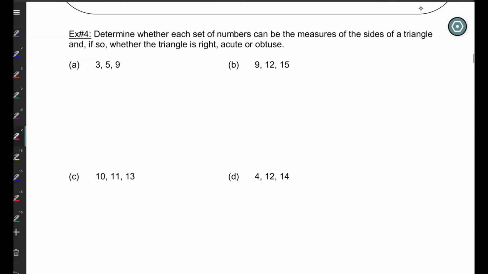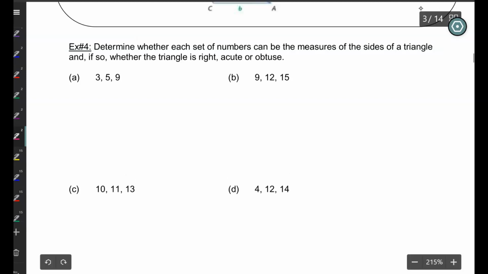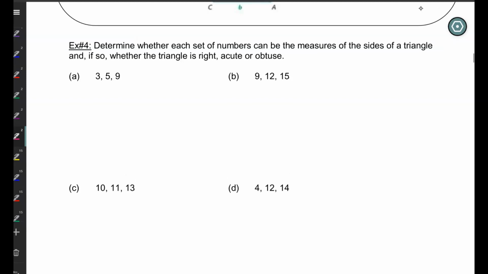Okay, so this is actually the last part. Determine whether each set of numbers can be the measures of the sides of a triangle. If so, determine whether the triangle is right, acute, or obtuse.